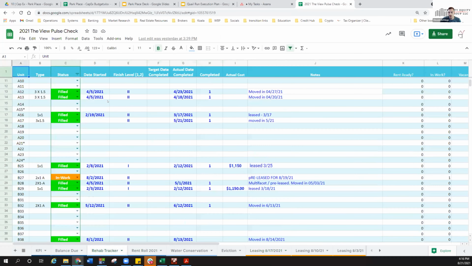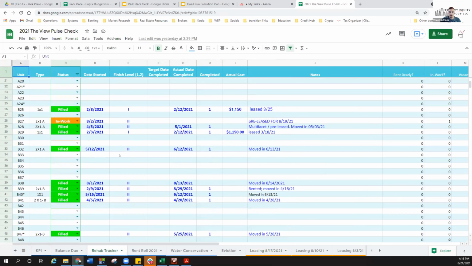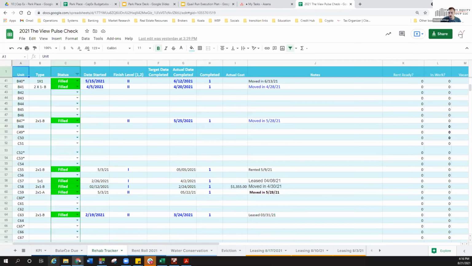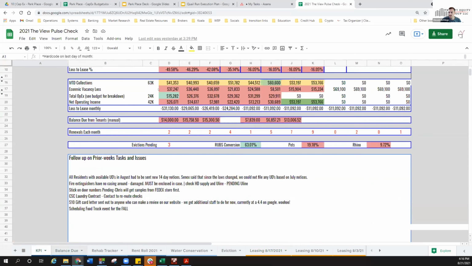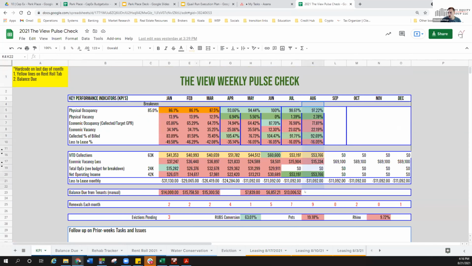Okay, what units are rehabbed? What ones are in work? When were they done? What level of finish did they do? And then the KPIs here, the key performance indicators, making sure we're on top of hitting those NOI targets.